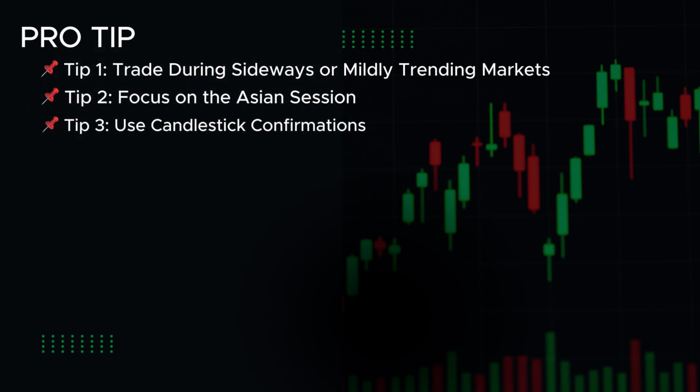Tip 3. Use candlestick confirmations. Want even stronger entries? Combine the RSI and TMA signals with classic reversal candlestick patterns, like pin bars or engulfing candles. This adds an extra layer of confirmation before you pull the trigger. Tip 4. Practice first on demo. Don't rush in with real money. Take time to test this strategy on a demo account. Learn how it behaves in different market conditions. Once you've seen it work, then scale up gradually. By following these tips, you're not just trading smarter, you're setting yourself up for consistent, repeatable success.